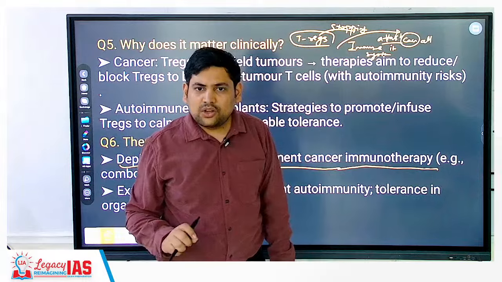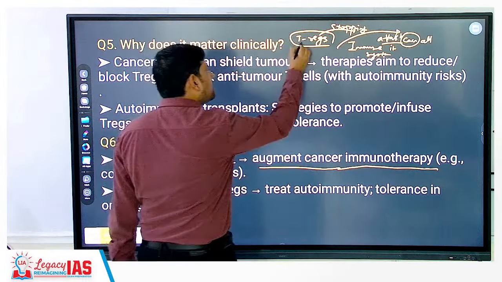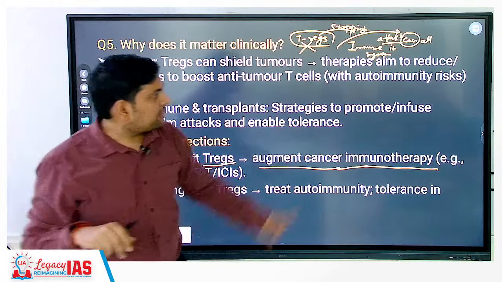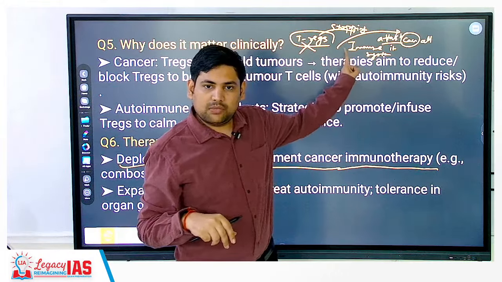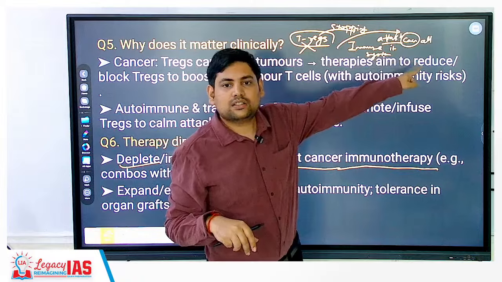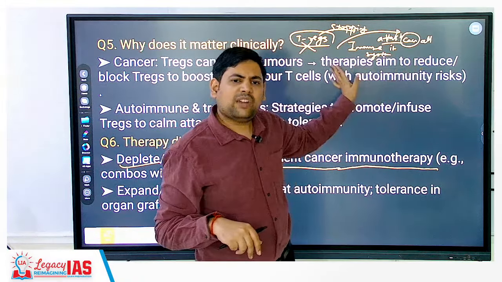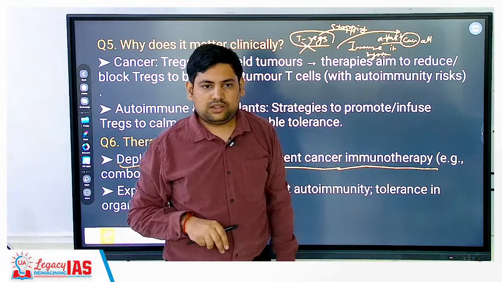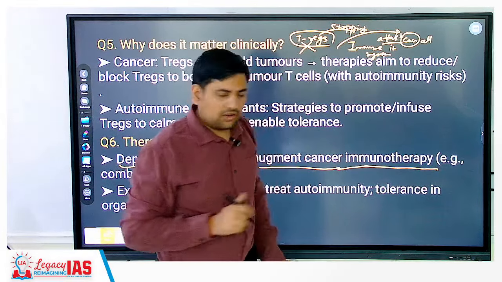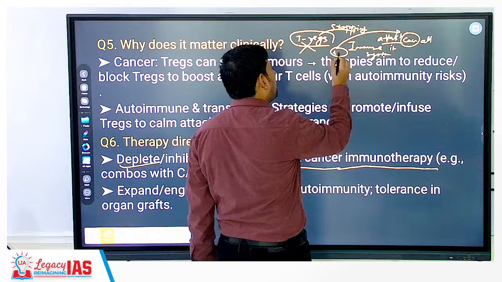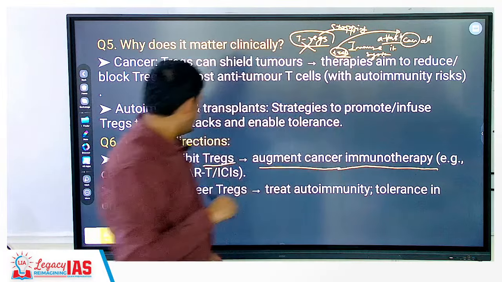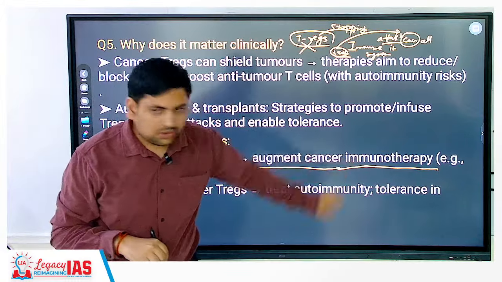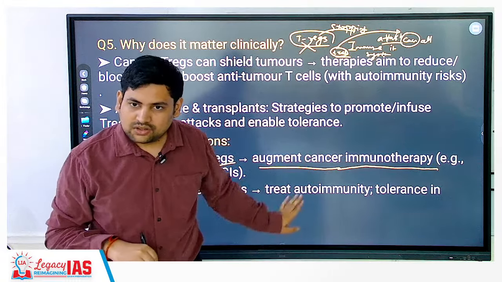So this is bad. So what I can do is I can remove these Tregs or I can reduce their quantity. Then what will happen? My T cells will get free rein to attack the cancer cells. So then my T cells will attack the cancer cells fully and probably destroy them. Understood? So this is what we are doing here. See, depleting Tregs will augment cancer immunotherapy. Correct? This will be done.